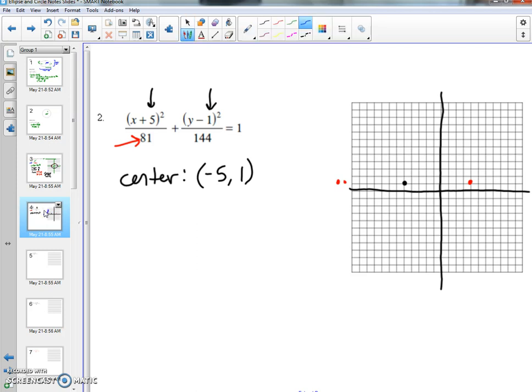Vertically then, I'm going to look here. So 144 is under y. The square root of 144 is 12. So I'm going to count 12 up and down. So 1 above there. So then my ellipse looks like this.